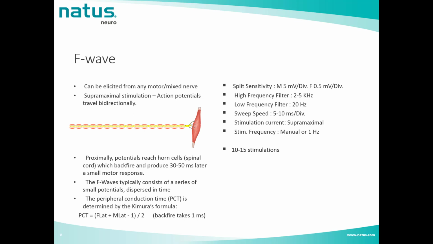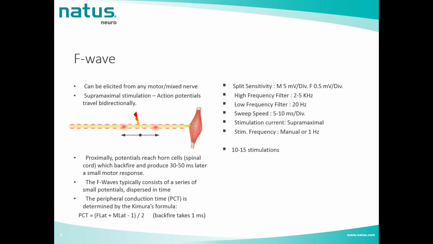Let's understand the method now. As I mentioned previously, this can be elicited from any motor or mixed nerve, and should not be used on sensory nerves. What happens is we do stimulate a motor or mixed nerve supramaximally. The action potential will travel in two directions. One directly to the muscle, which will get us the motor response, and one will travel proximally to the spinal cord.